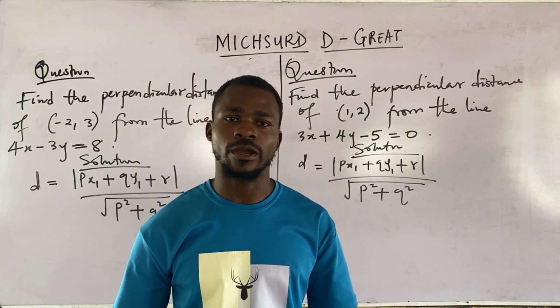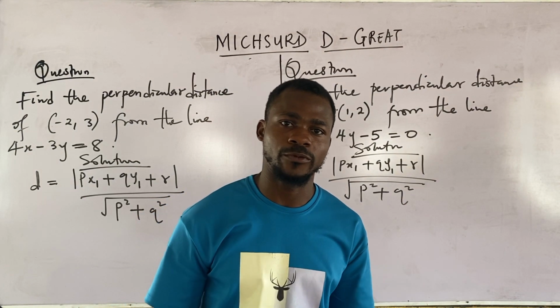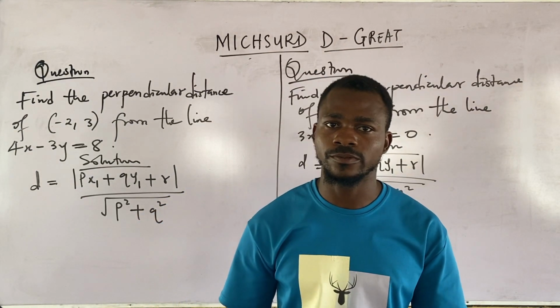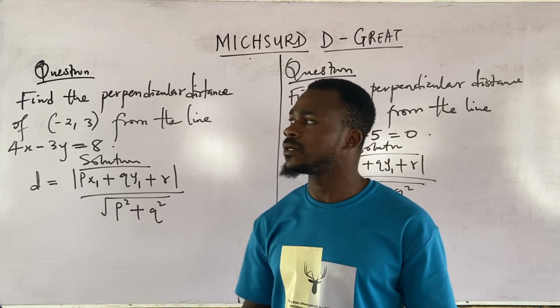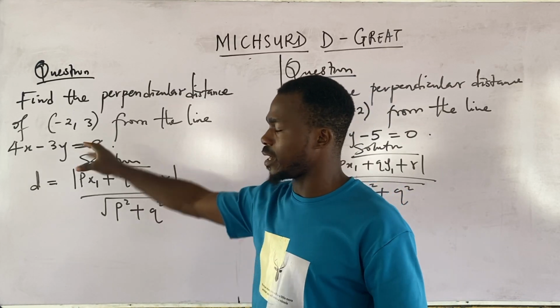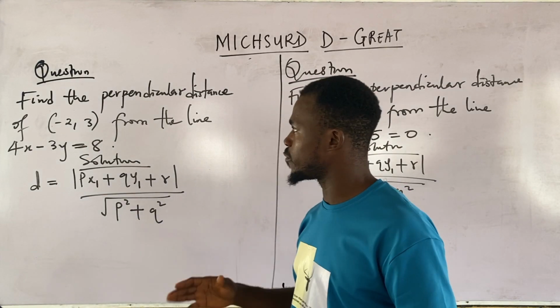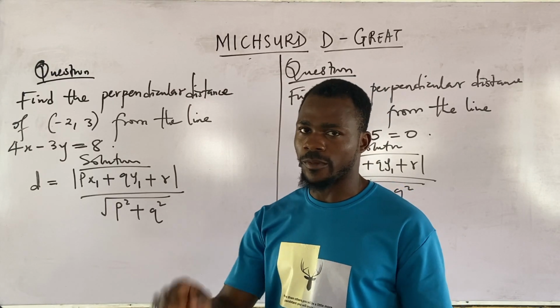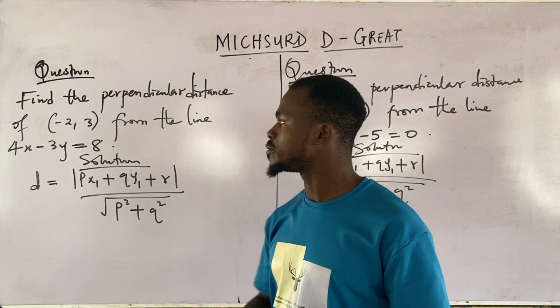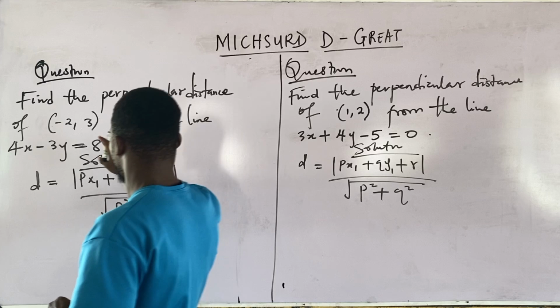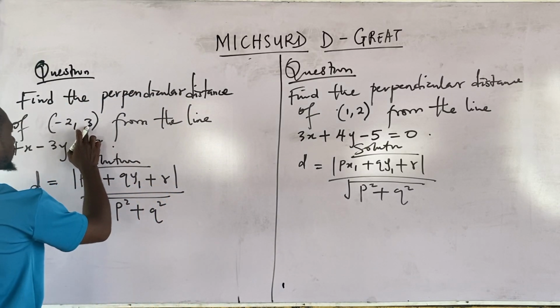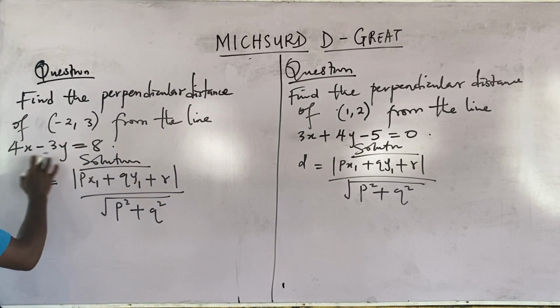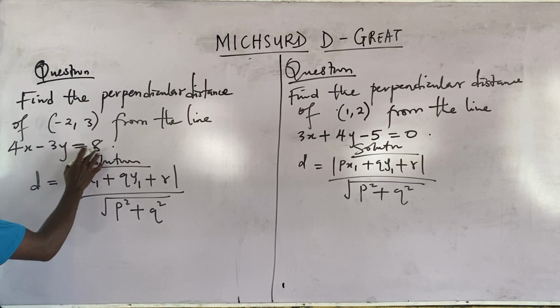Hello everyone, welcome to today's class. So today we are going to be looking at questions on perpendicular distance from a point to an equation. So how can we get the perpendicular distance from a point to an equation? Here we have the point as (-2, 3), and the equation is 4x minus 3y equals 8.